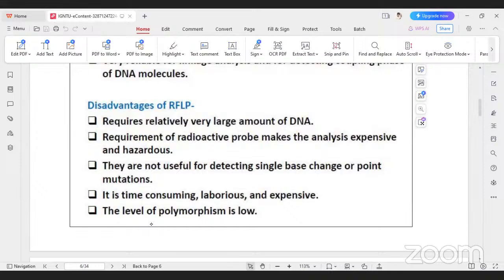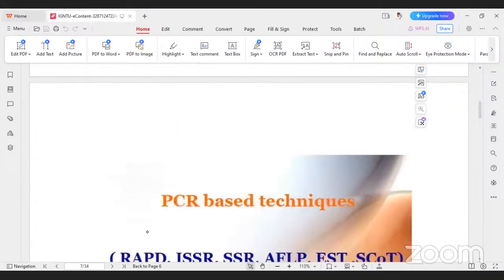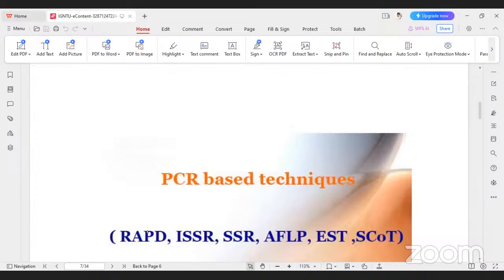For detecting, we can apply the more nitrogen bases. This is also one of the disadvantages. It is time consuming, laborious, and expensive. The level of polymorphism is low. The polymorphism is very low in this type of markers.